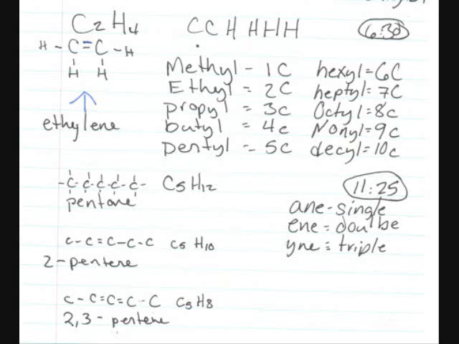If I had so every carbon's got 4, 1, 2, 3, 4, 1, 2, 3, 4, and so on. Okay. If I had that, then it would be 2,3-pentene.